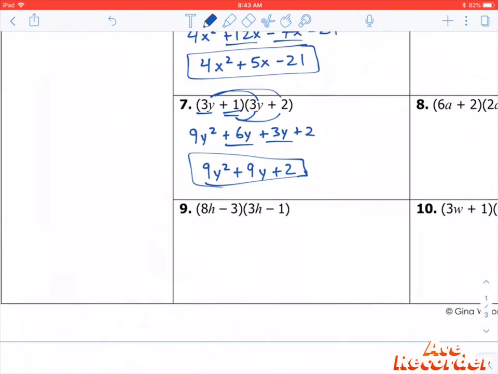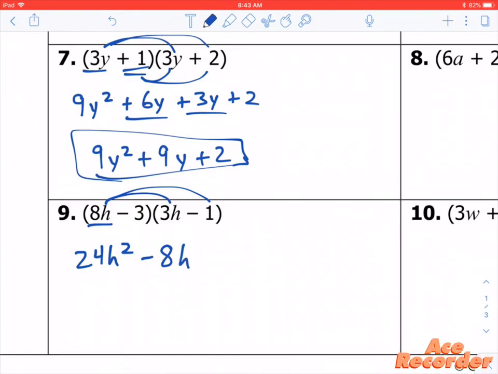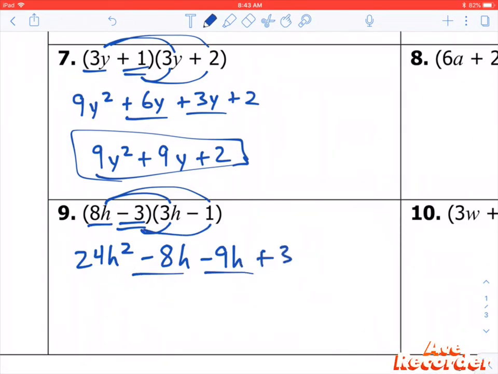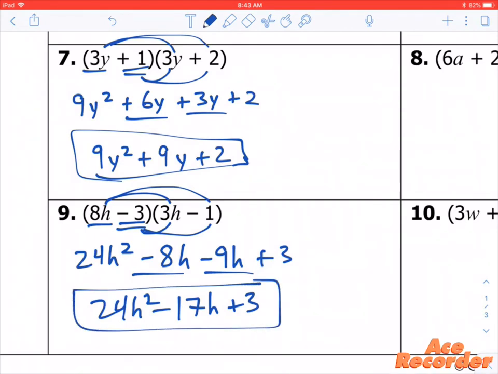Okay, last one, and we'll be about done here. 8h times both. So 8 times 3 is 24. H times h is h squared. 8 times negative 1 is negative 8h. And then we've got negative 3 times 3 is negative 9h. Negative times negative is positive 3. Combine like terms in the middle, that's negative 17h in the middle, but don't forget about the other two on the outside. And there we go.